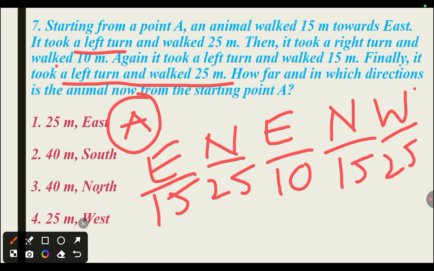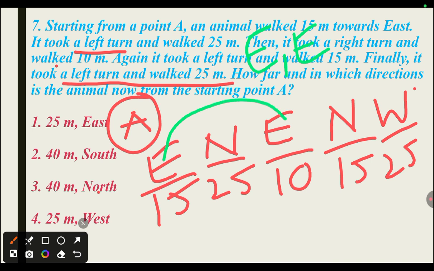So here what I do is, I will add the same directions, and I will cancel out the opposite directions. In order to solve this shortcut, if you get east east, north north, south south, west west, then you have to add. If you are getting opposite directions like north, south, east, west, then you have to do subtraction. This is the shortcut. So let us do it.